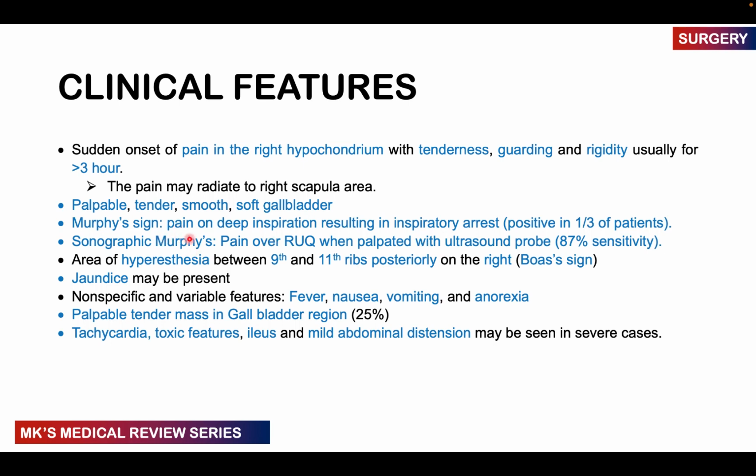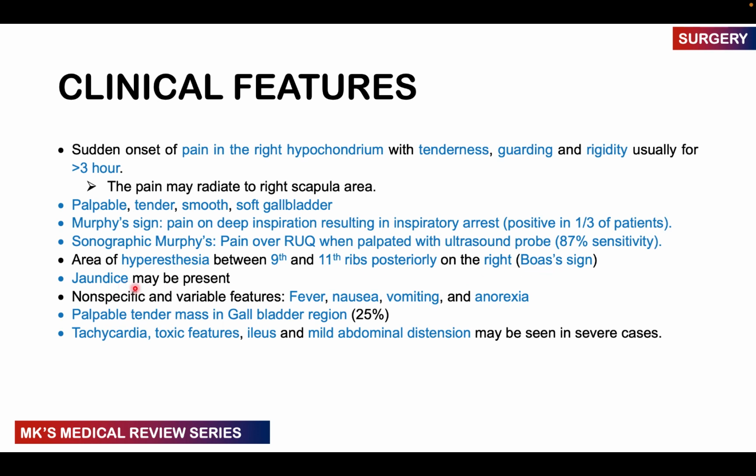You may sometimes get a sonographic Murphy sign, where you get pain in the right upper quadrant when you place the ultrasound probe in that area. This has an 87% sensitivity. You may get areas of hyperesthesia between the 9th and the 11th rib on the right; you call this Boas sign.